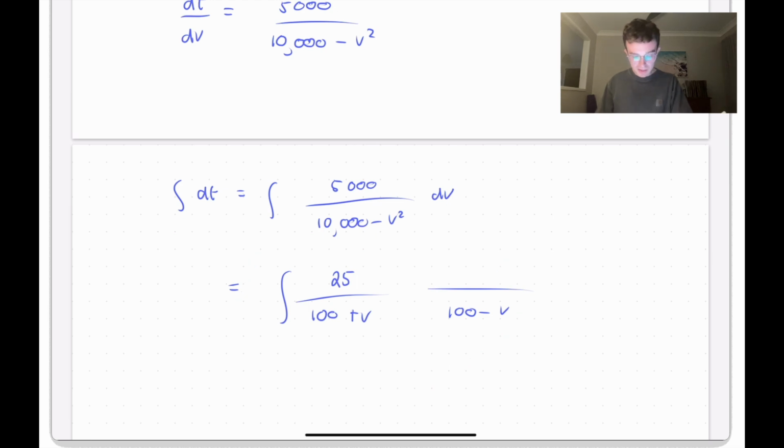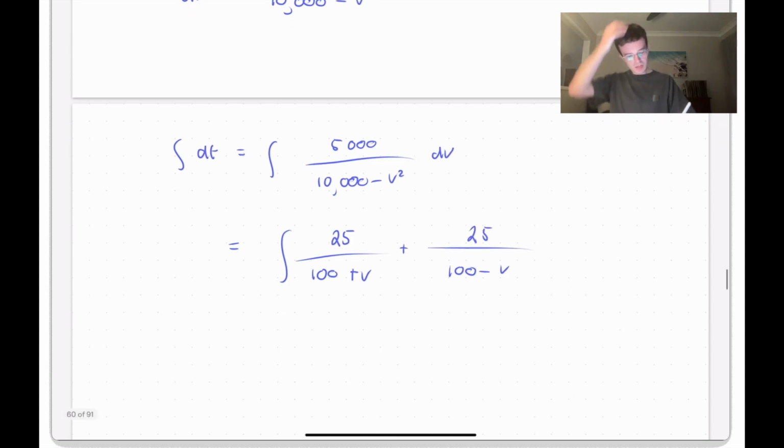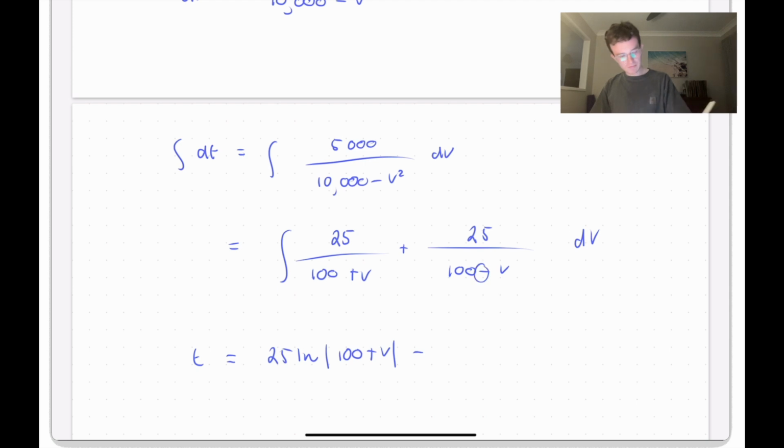And then we're going to put in minus 100, so it's going to be 5,000 on, sorry, we're putting in a positive 100 now, so 5,000 over 100 plus 100, which is on 200. So they're both going to be plus 25. So if we have a go at integrating that with respect to v, we're going to get that t is equal to 25 ln of 100 plus v minus that negative there, minus 25 ln of 100 minus v plus c.